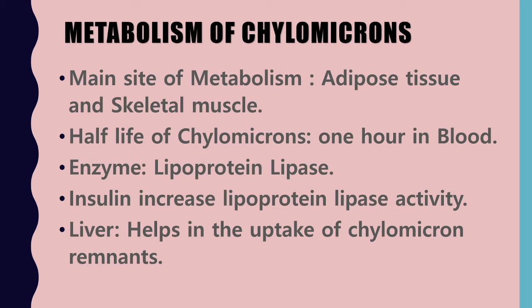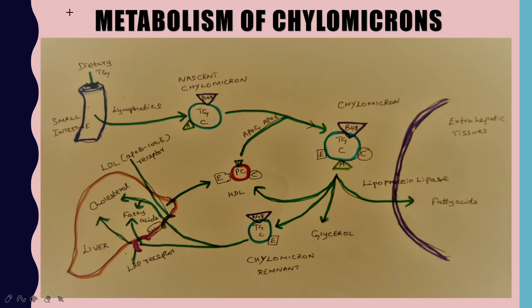The site for metabolism of chylomicron is adipose tissue and skeletal muscle. The half-life of chylomicron is about 1 hour in blood, and the enzyme required to cleave the triglyceride present in the chylomicron is lipoprotein lipase. Insulin will increase the activity of lipoprotein lipase, and the chylomicron remnants will be cleared by the liver. The liver will take up these chylomicron remnants. So this is the overall metabolism of chylomicrons.